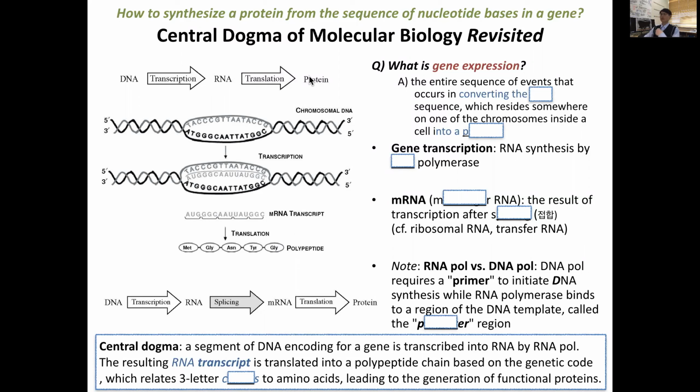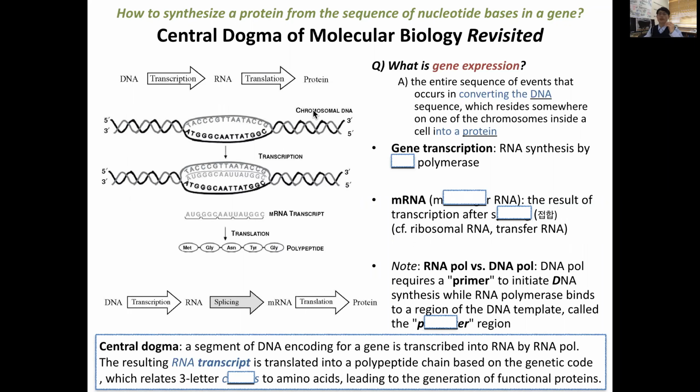So in general, we talk about gene expression. And what is gene expression, by the way? It is the entire sequence of events that occurs in converting the DNA sequence, which resides somewhere on one of the chromosomes inside the cell, into a functional protein. So that's what we call gene expression. So let's see what happens.